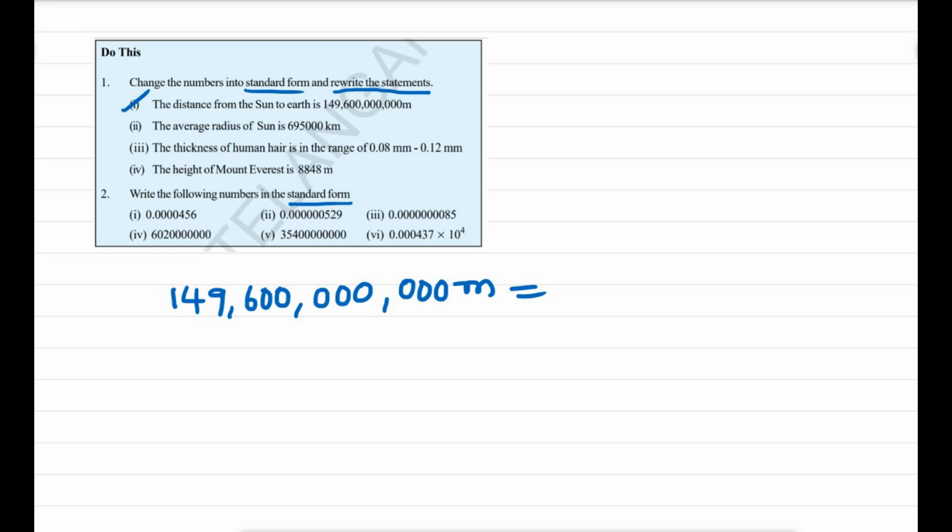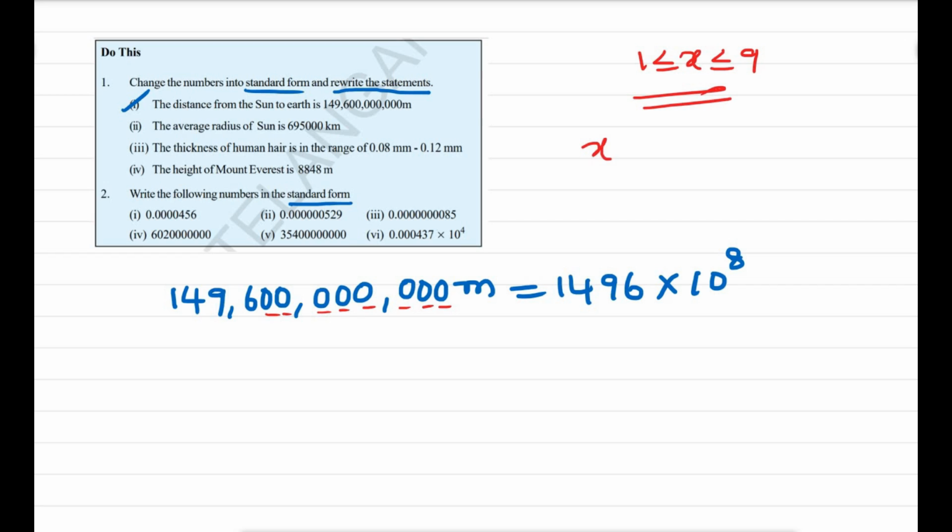First write all the zeros as powers of 10. So 1496 into, count how many zeros there are: 1 2 3 4 5 6 7 8. So we can write this as 10 to the power of 8. Now I set the condition that x must satisfy 1 less than or equal to x less than or equal to 9. So x lies between 1 and 9 only, with 1 and 9 included.